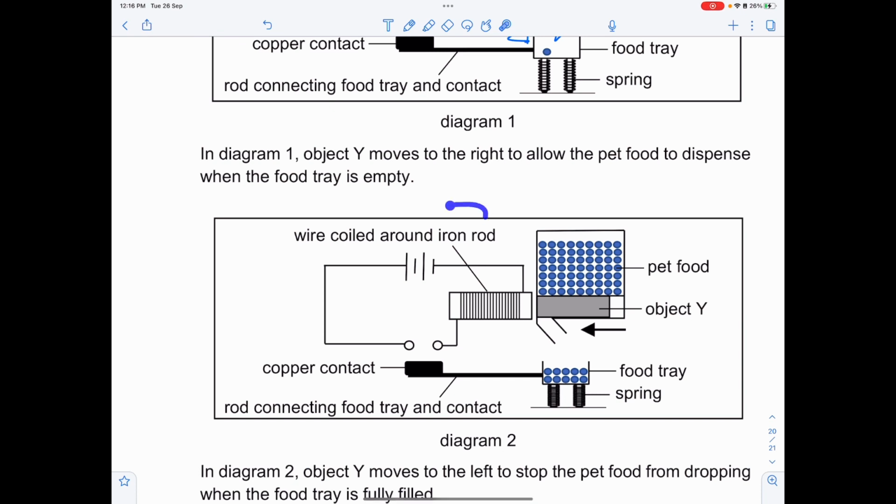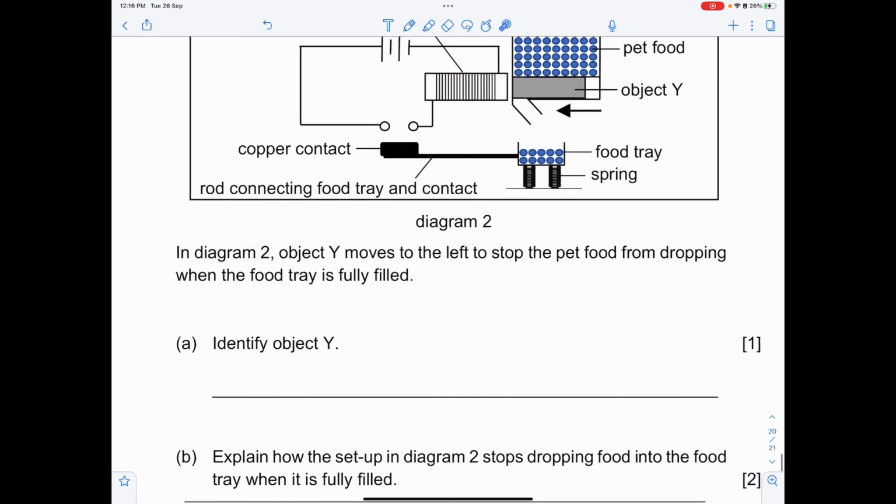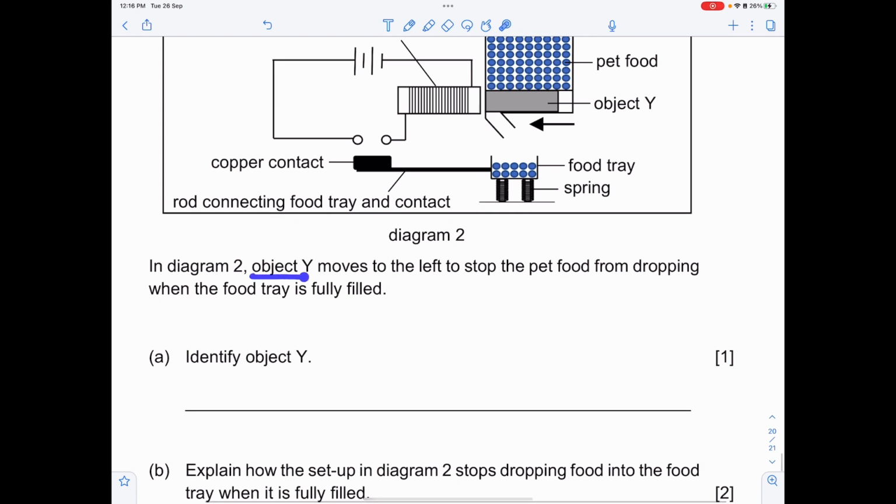So don't forget, this is an iron rod after all. So actually, just for object Y to be attracted to the iron rod, it just needs to be a normal magnet, because this is an iron rod. So in the diagram, object Y moves to the left to stop the food from dropping when the food tray is fully filled. Identify what is object Y. So object Y is actually a magnet. That's it. This is a very good novel question. For all you know, it may really come out, so it's good that you know.